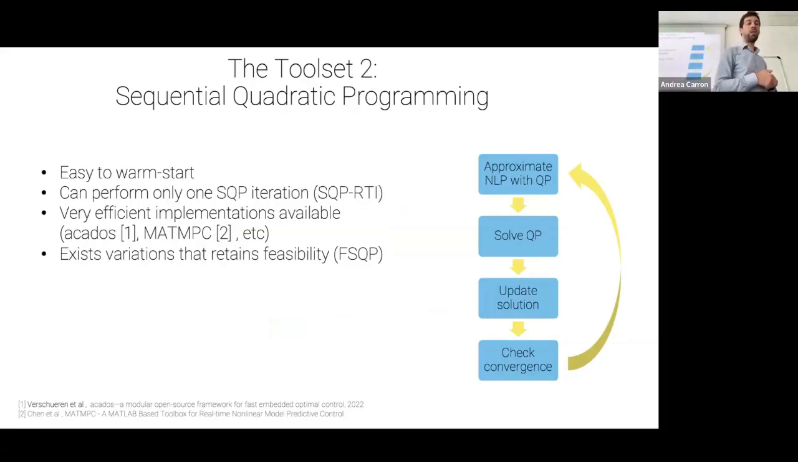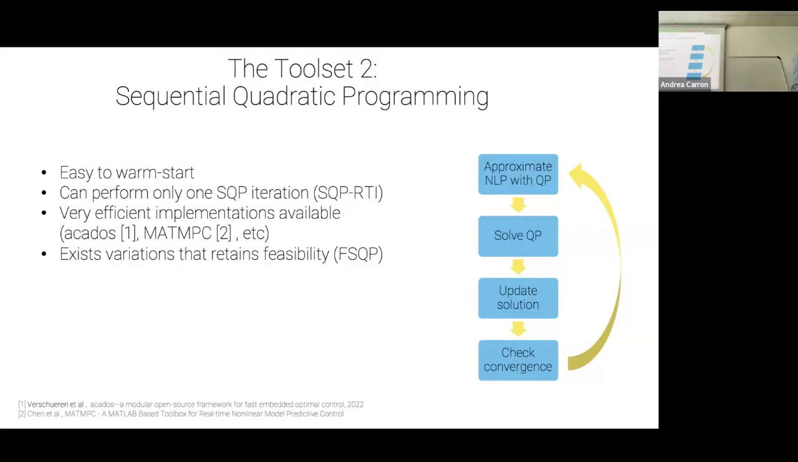We can also decide to perform a more extreme version of this algorithm. This is called real-time iteration, SQP RTI, where we don't care about convergence. We perform this loop only once, and we take the suboptimal, potentially also infeasible solution that we obtain. And there exist very efficient implementations available. One has been developed here at the University of Padova, which is MatMPC, but also, for example, acados, developed at the University of Freiburg. And there exist also other variations.